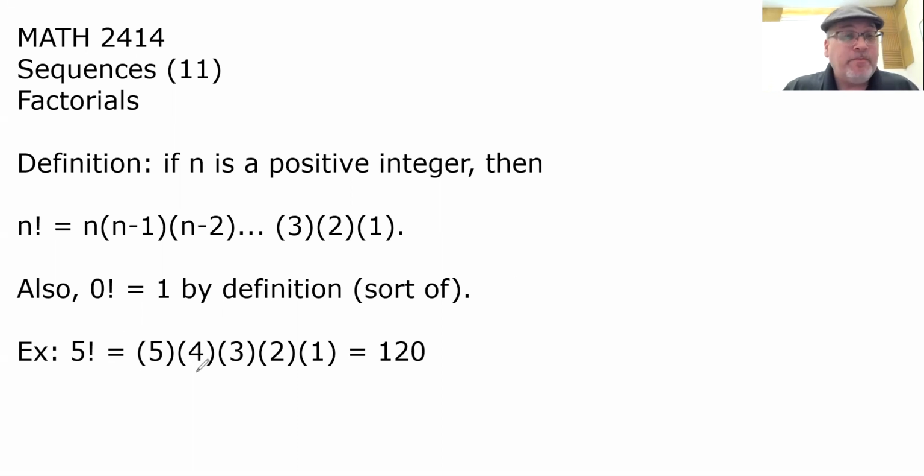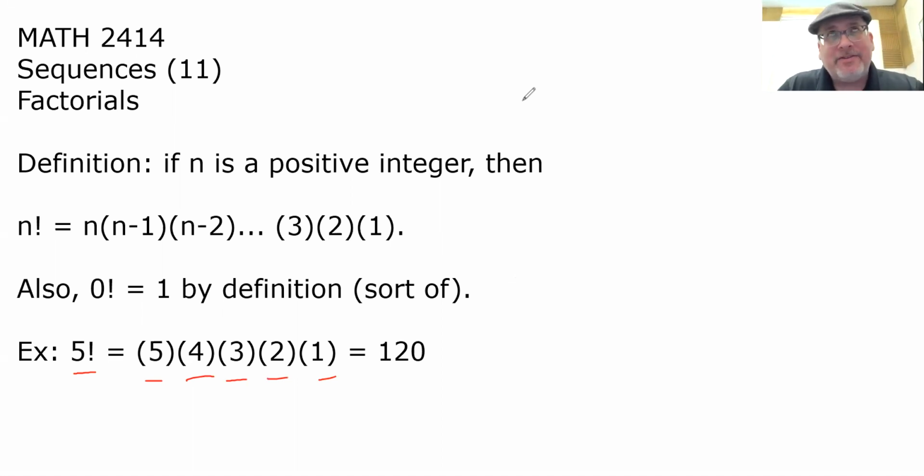Real quick example, let's say you wanted to know what 5 factorial equals, 5 with the exclamation mark. That simply means to start with 5 and multiply all the way down to 1. So you can see why it's only defined for integers. And then that would equal 120.